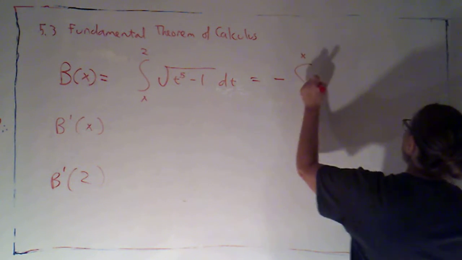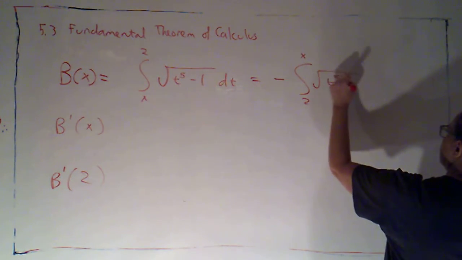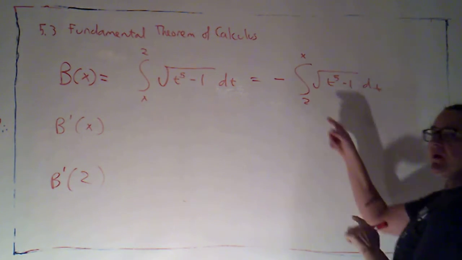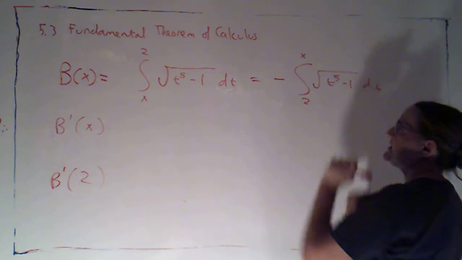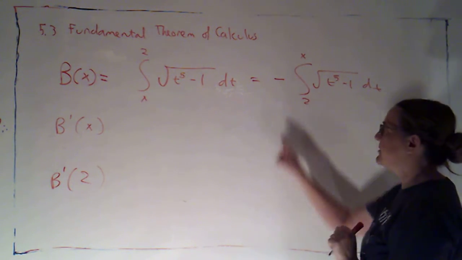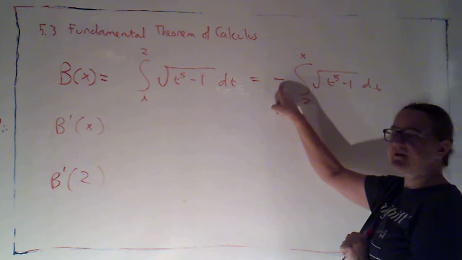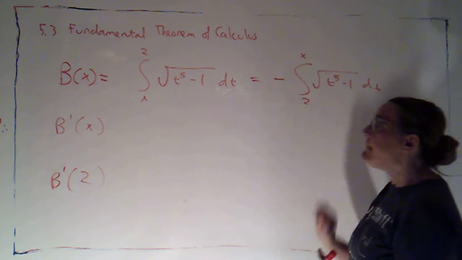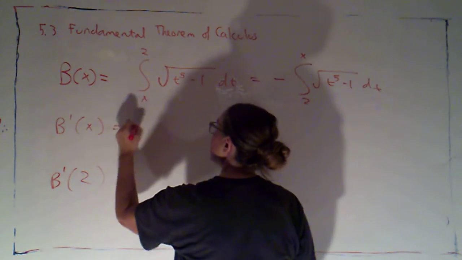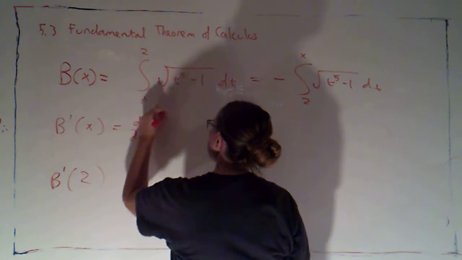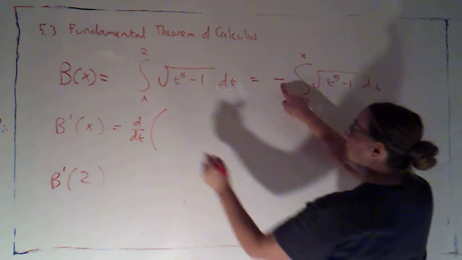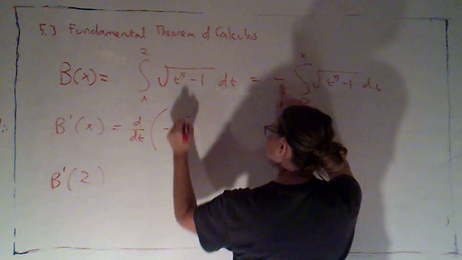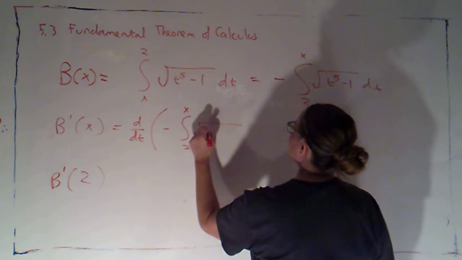Okay, I can do this. Remember, if we switch the limits of integration, we learned that what that does is that just reverses the sign of the integral. But now I can say B prime of x, that's just the derivative of the opposite of this area function that I can create.